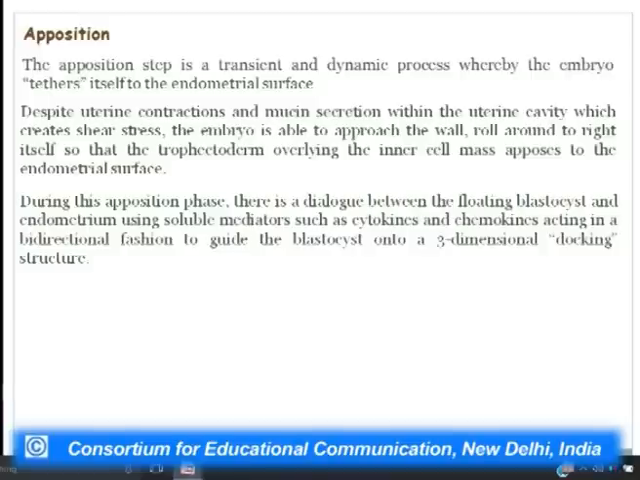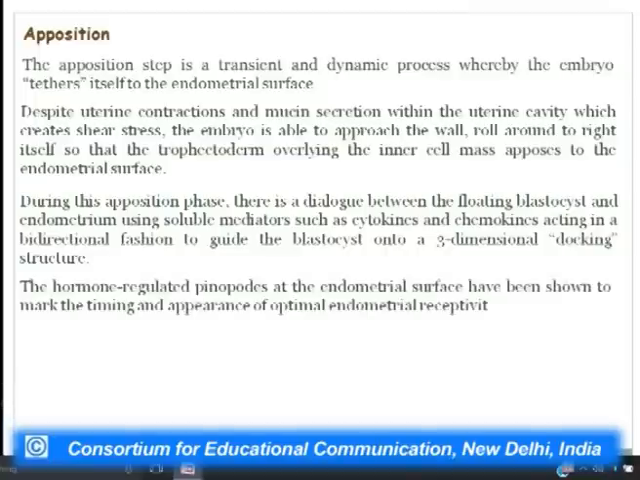During this apposition phase, there is a dialogue between the floating blastocyst and endometrium using soluble mediators such as cytokines and chemokines, acting in a bidirectional fashion to guide the blastocyst onto a 3-dimensional docking structure. So, there are a lot of effector molecules which play a role, and finally it assumes a proper orientation in the docking structure. The hormone regulated pinopods at the endometrial surface have been shown to mark the timing and appearance of optimal endometrial receptivity. As I said, there is a window of implantation, and that small window is when the blastocyst opposes itself correctly towards the endometrial membrane, and when the attachment needs to occur and invasion needs to start. Everything needs to go in order, and only then does successful implantation take place.